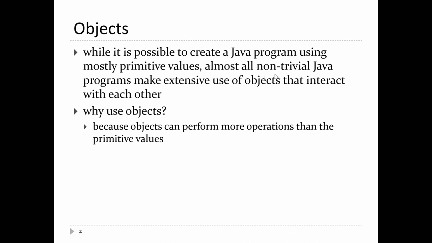Almost any non-trivial Java program is going to make use of what are called objects that interact with one another. Now the question is why do you want to use objects? It's because objects can perform operations for you. They have methods that you can call, instead of having to do all the work yourself. So they can perform many more operations than you can perform just using primitive values.